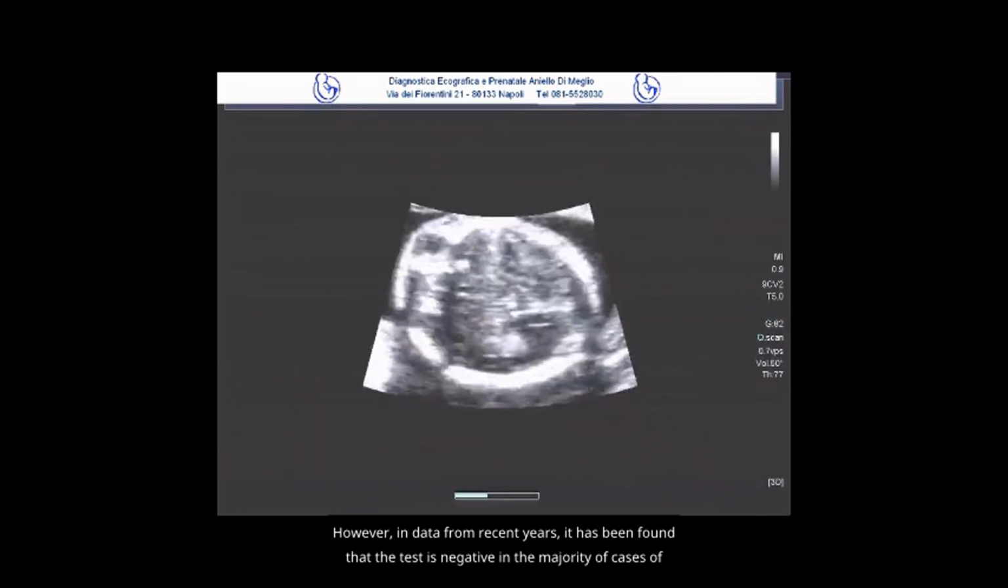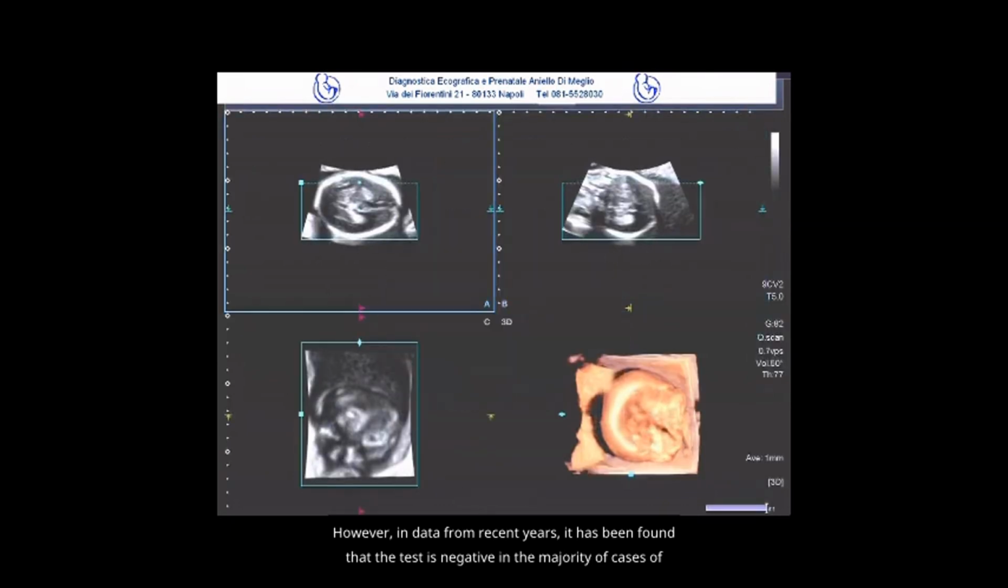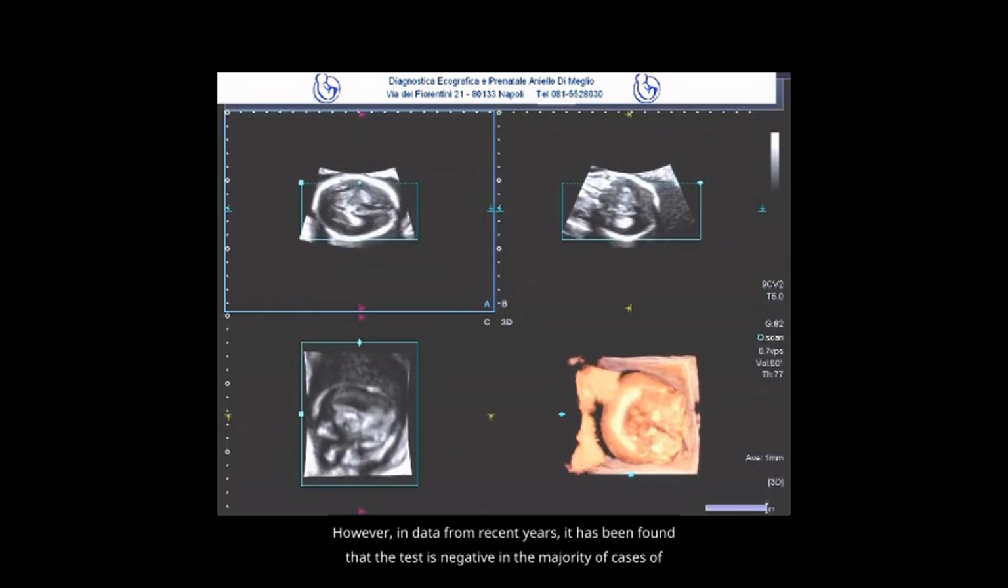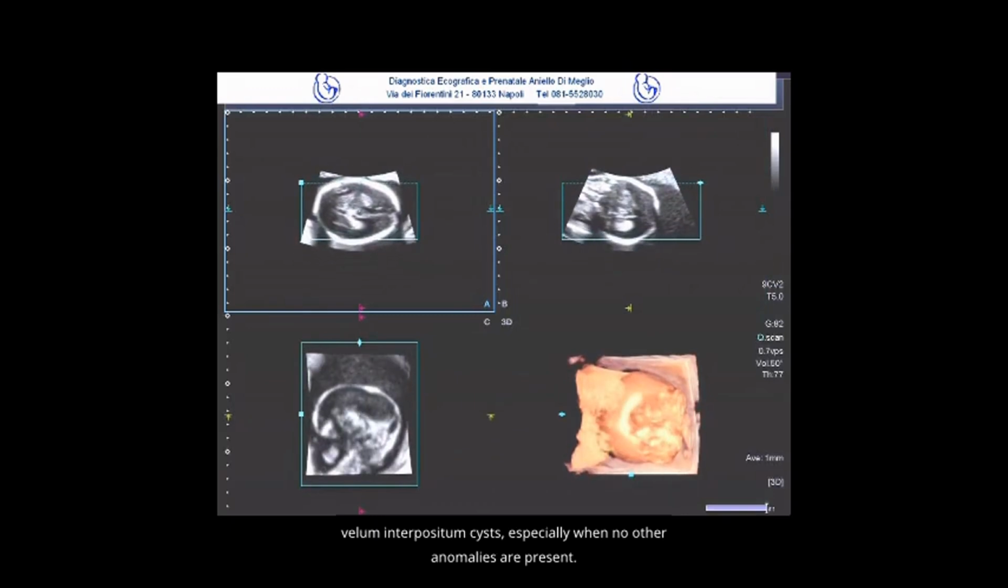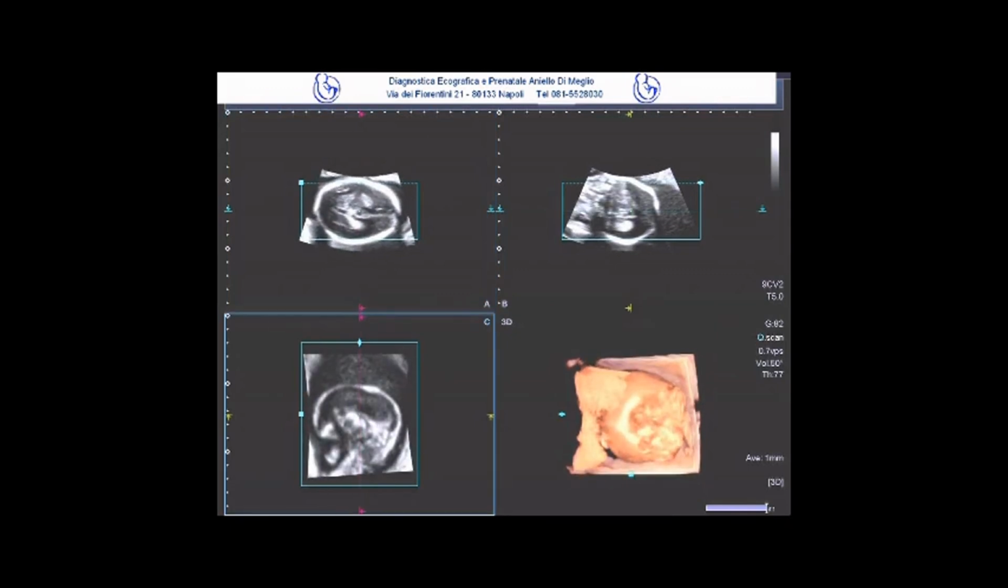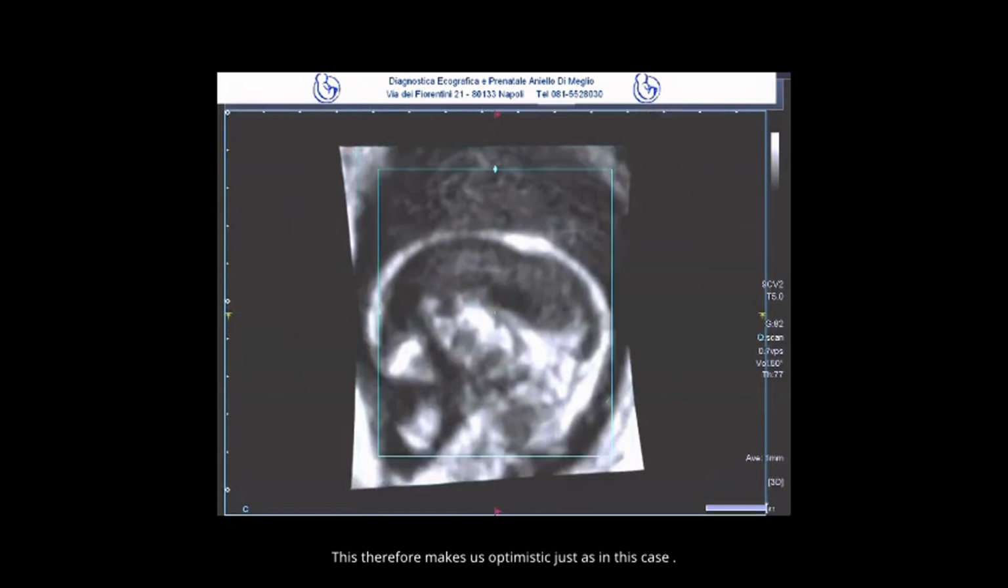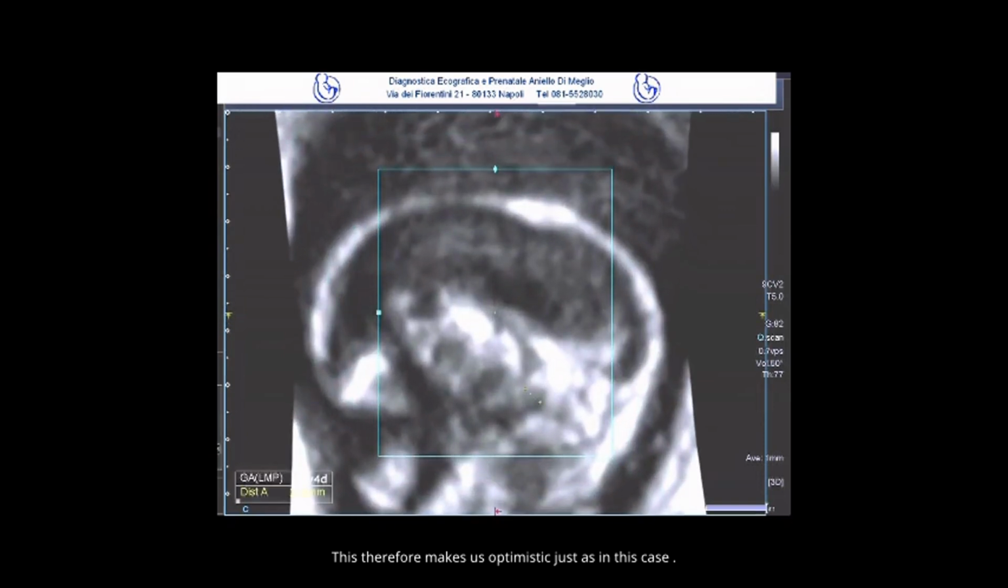However, in data from recent years, it has been found that the test is negative in the majority of cases of velum interpositum cysts, especially when no other anomalies are present. This therefore makes us optimistic, just as in this case.